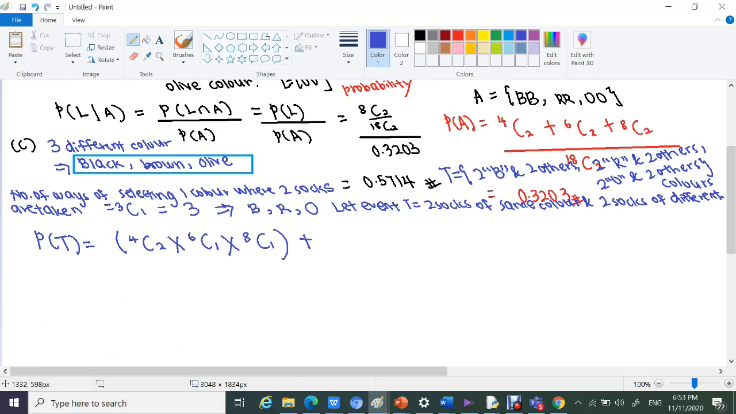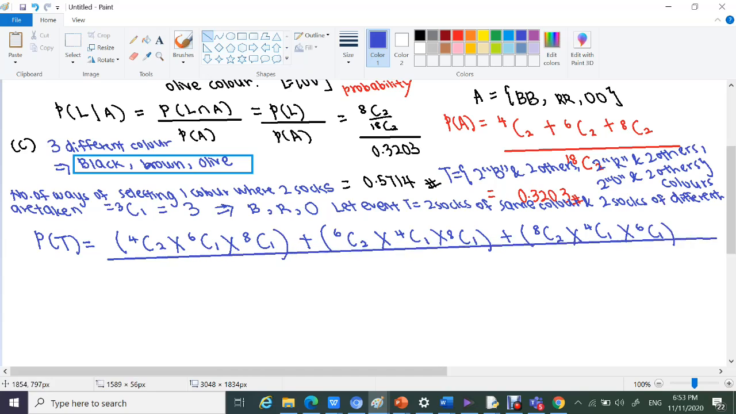Plus, we also can get 2 brown. So if we get 2 brown, from 6 we choose 2 of the same color, and 1 from black and 1 from olive. Same thing right here, we can also choose 2 olive, that is 8C2. We can choose 2 olive and then 2 of different colors, that is one from black and one from brown.